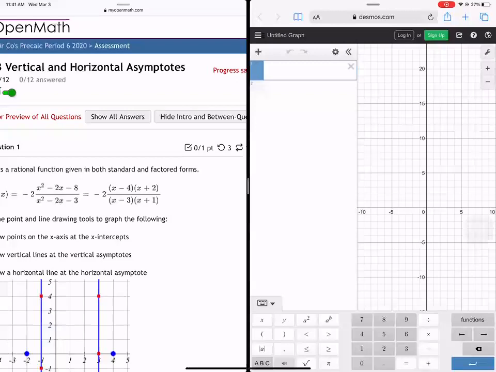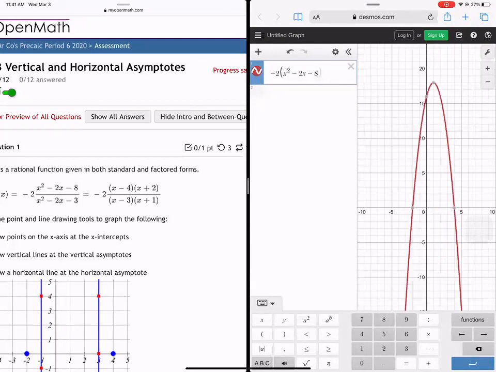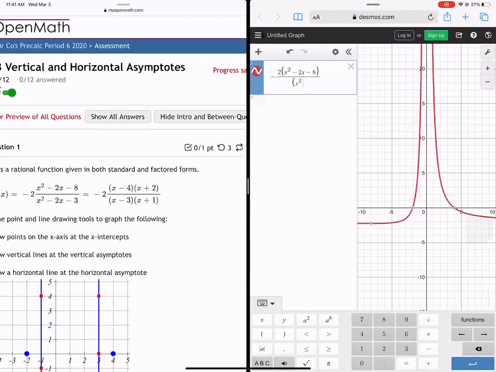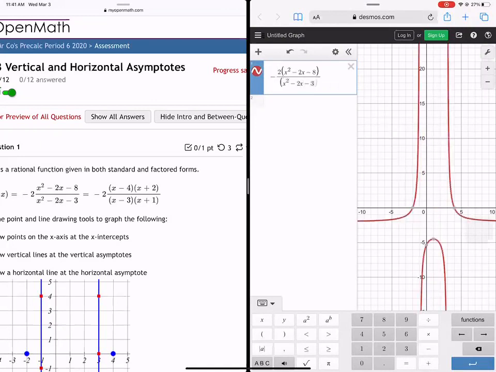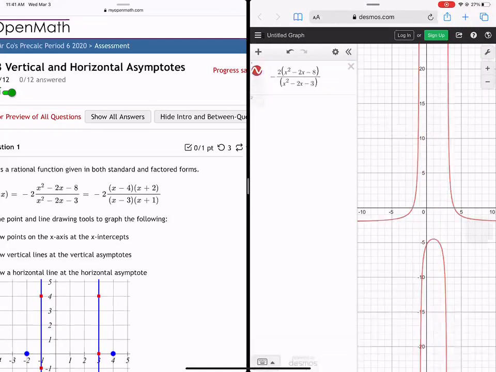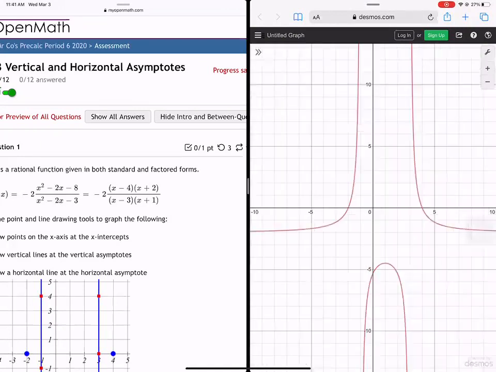If I go to Desmos and I graph this function exactly: negative 2, then parentheses, x squared minus 2x minus 8, divided by x squared minus 2x minus 3. And if you take a look, this graph looks very similar to the one that I had just drawn.